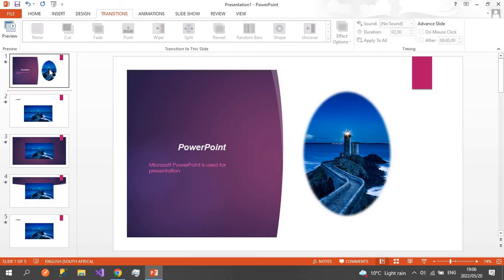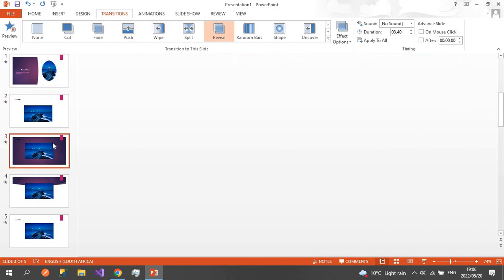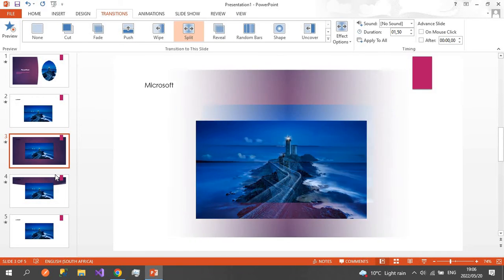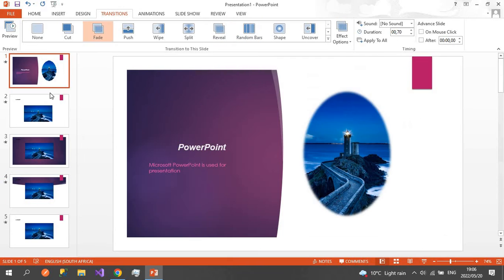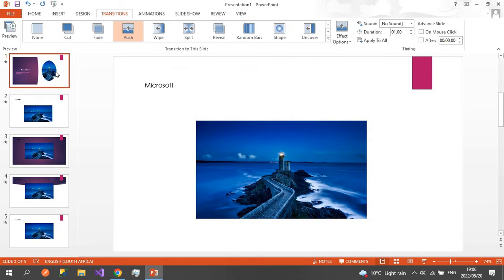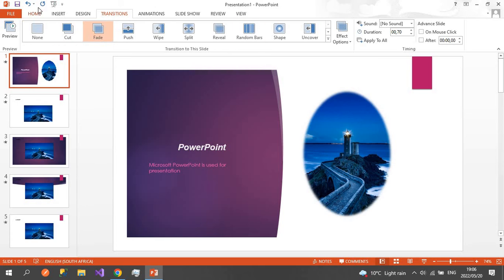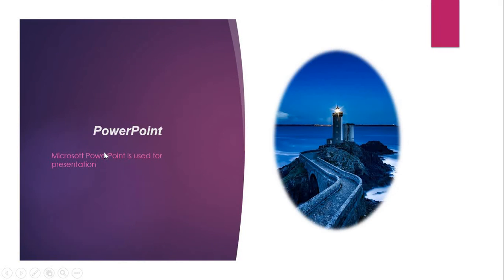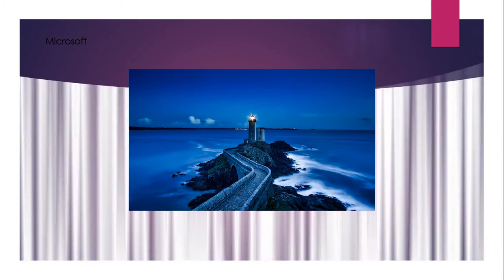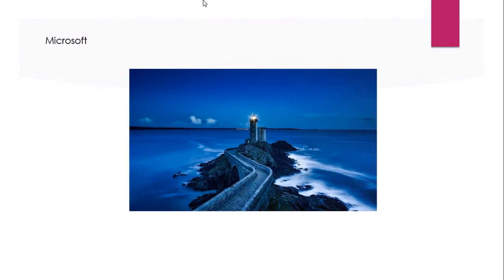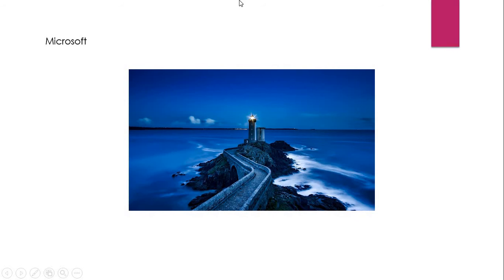But you can also use different transitions. Let's say the first slide is fade, the second slide is push, the third slide is split, the fourth slide is random bars, and then I go to the first slide and say percent, right, and then I go to the next. You see, these are the different transitions. Next slide, you see, those are the different transitions that you can use on your slide.